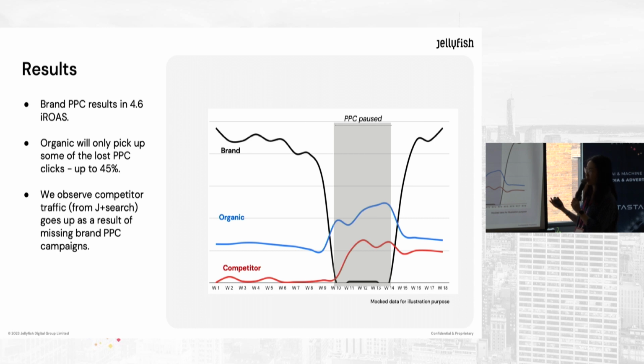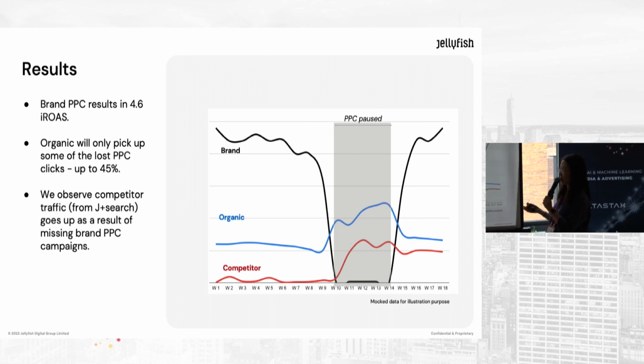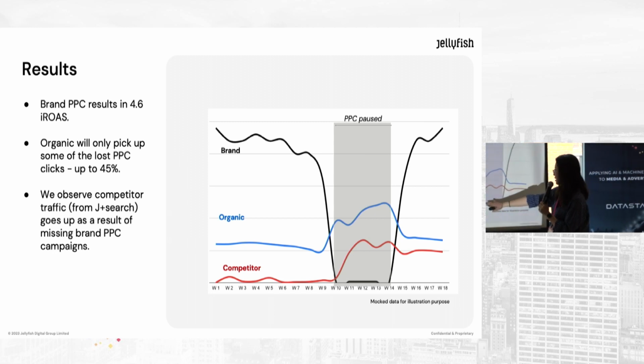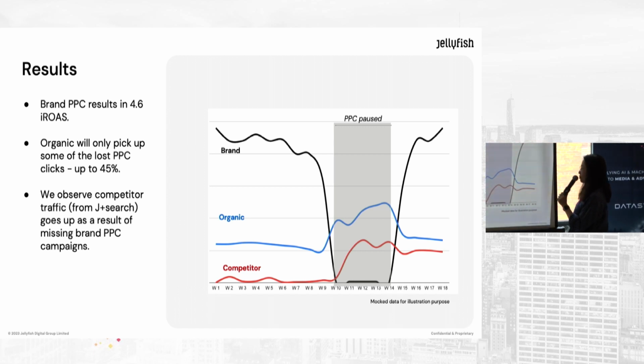And the other part is that we also ran additional analysis. So we look at Google Analytics data to monitor the organic website traffic. What we found is that during the dark period, the organic actually picks up, but didn't completely cover the overall traffic.